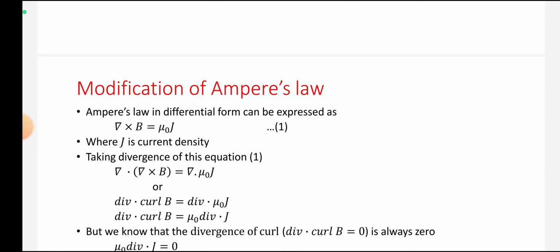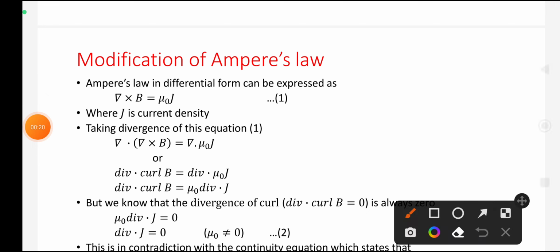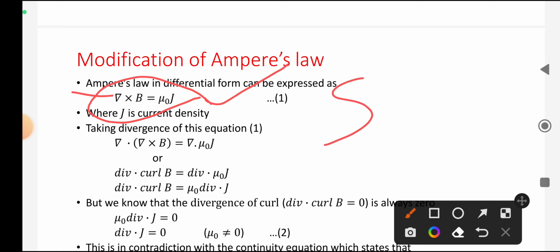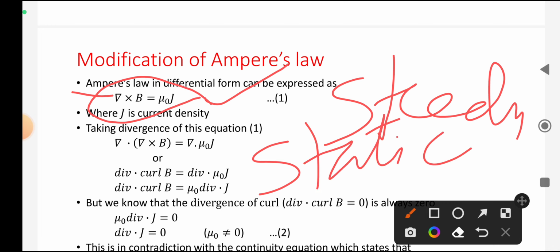Today's topic is modification of Ampere's law, or modified Ampere law. So Ampere's law, what is this? That is del cross B equals mu naught into J, but it is not the exact form. It is valid for only steady current, or static current, meaning constant current only. For changing current it is not valid.